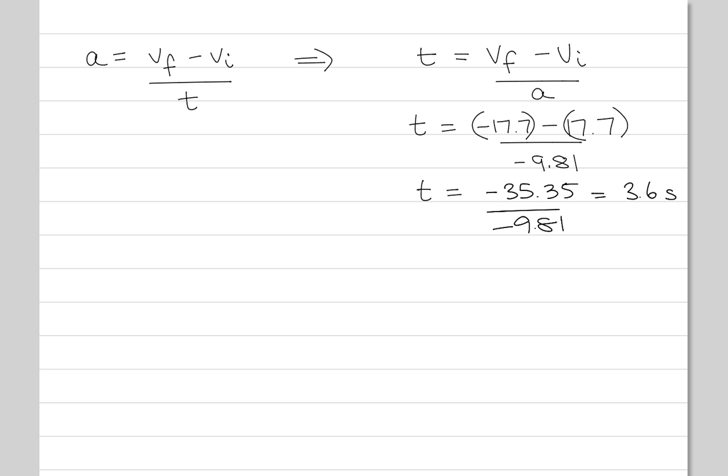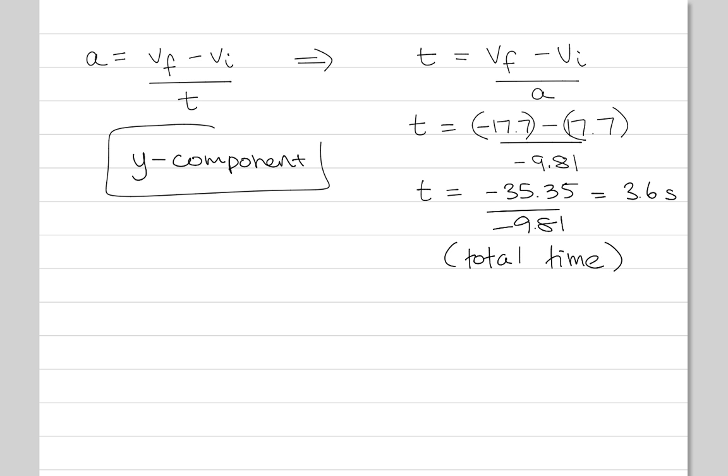This 3.6 seconds is the total time, okay? Because we were measuring the initial velocity and the final velocity relationship. So this is the total time. And this is all y component stuff. All this stuff is from the information on the y component of the chart. Okay? So we have the time, and that is the most important thing, the time.